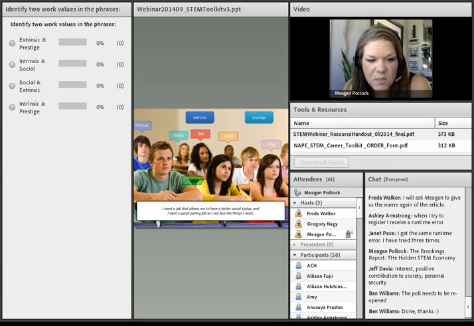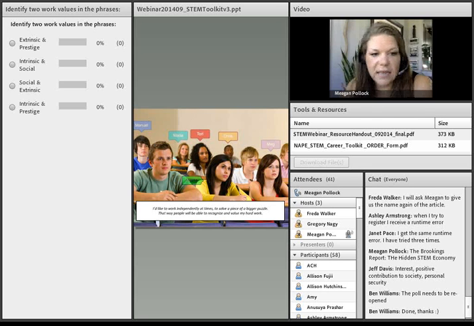Okay, the next one and the last one that we're going to do is I'd like to work independently at times to solve a bigger piece of a puzzle. That way people will be able to recognize and value my hard work. Identify the two work values that you see in those phrases. I like to work independently at times to solve a piece of a bigger puzzle. That way people will recognize and value my hard work.